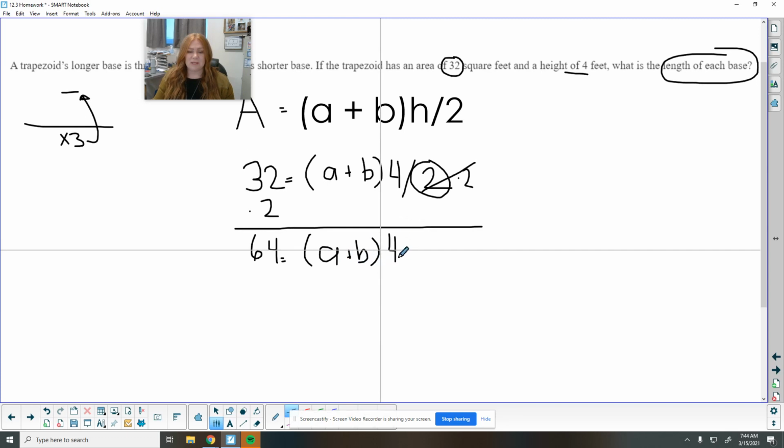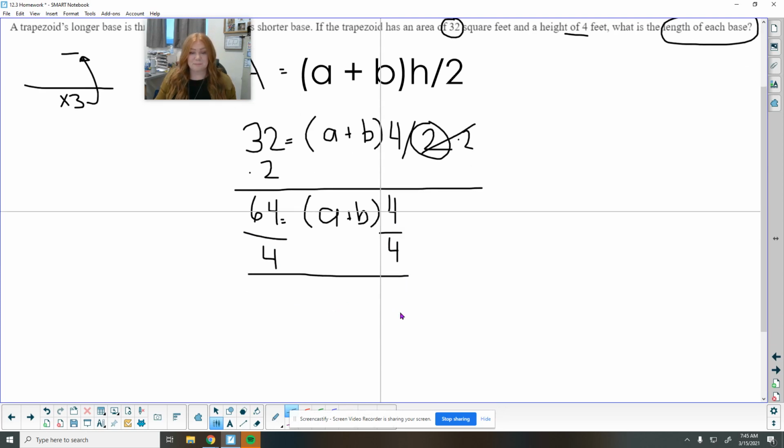The next thing we would normally do is multiply by the height, so we do the opposite of that. The opposite of multiplying by 4 is to divide by 4 on both sides. Go ahead and do that and then come back for our next step. So 4 divided by 4 cancels out to 1. And then 64 divided by 4 ends up being 16.